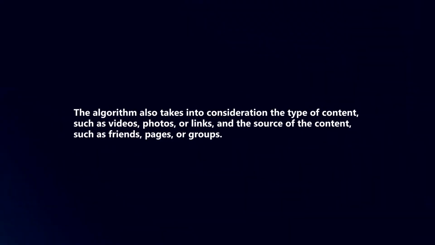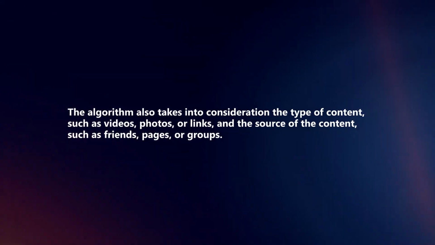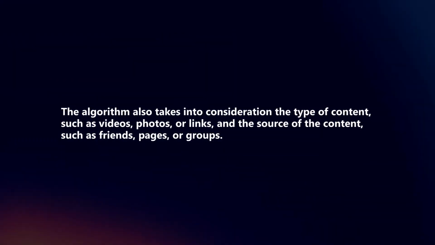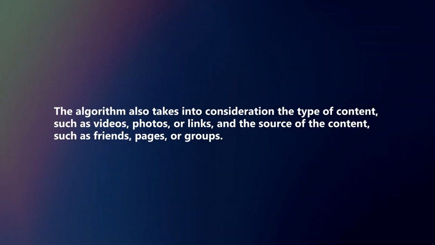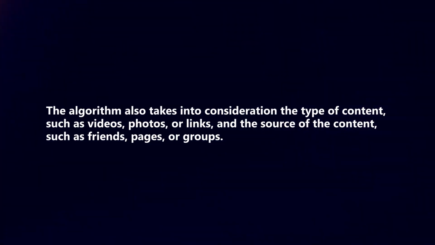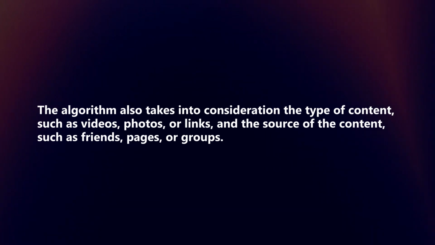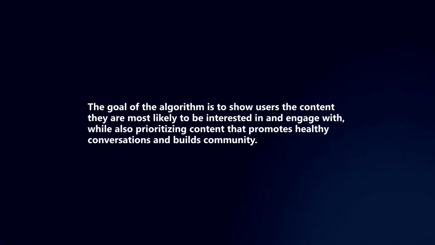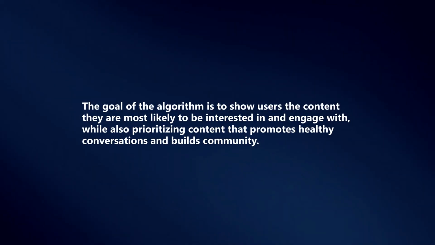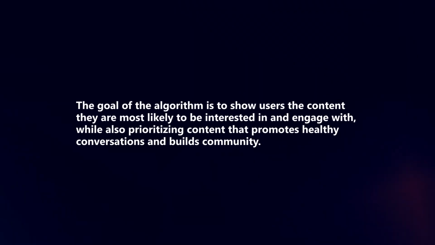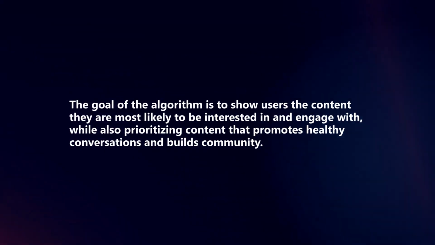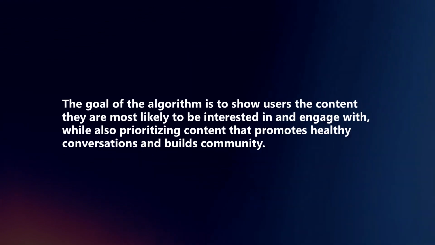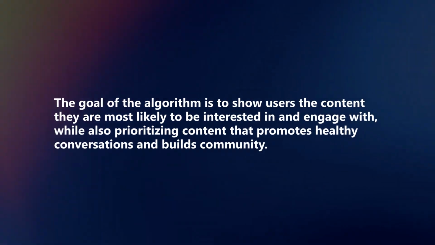The algorithm also takes into consideration the type of content, such as videos, photos or links, and the source of the content, such as friends, pages or groups. The goal of the algorithm is to show users the content they are most likely to be interested in and engage with, while also prioritizing content that promotes healthy conversations and builds community.